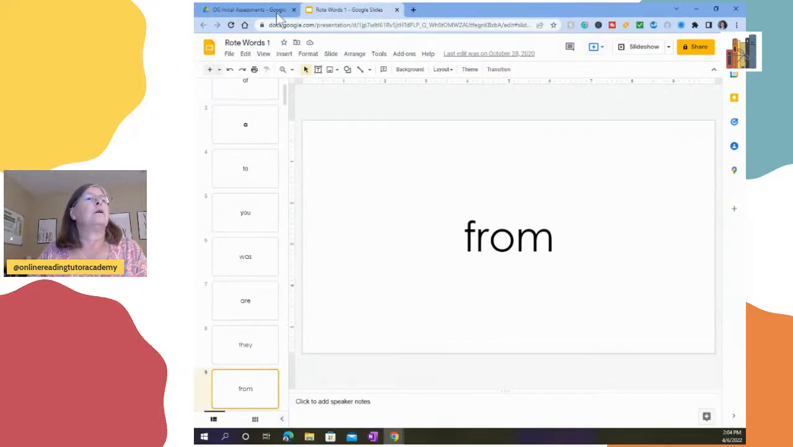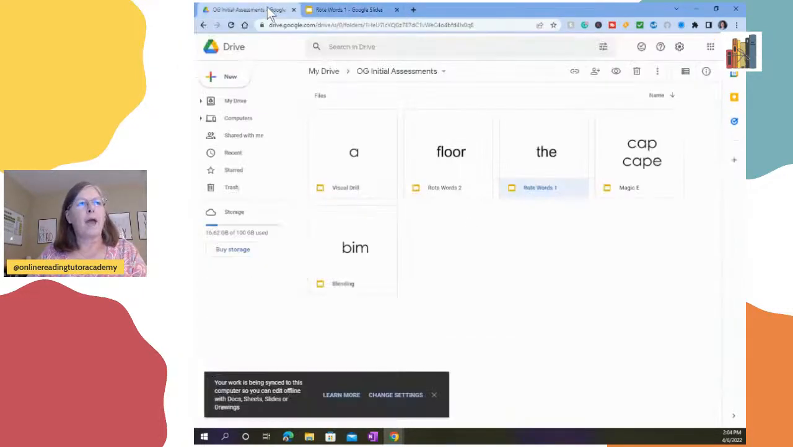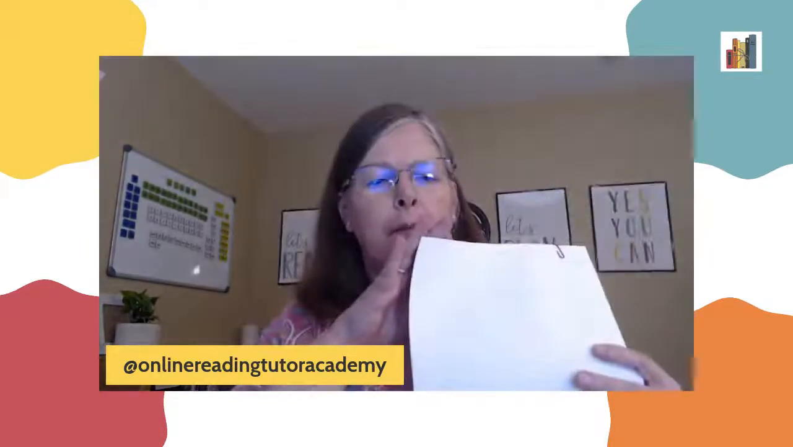Then on my assessment, let me back up a little bit. I have an assessment that I use with all my kids, and all of my kids are struggling in reading. I start with them. They need to have a piece of paper and a pencil. I start with them reciting the alphabet, whether they say it in a little song or whatever way they know it is fine.